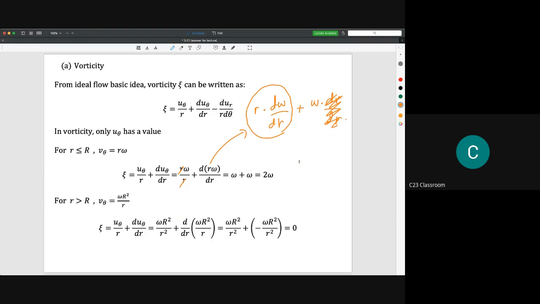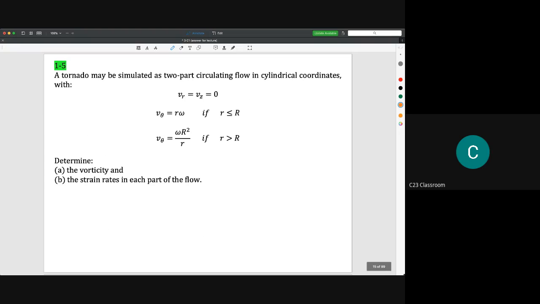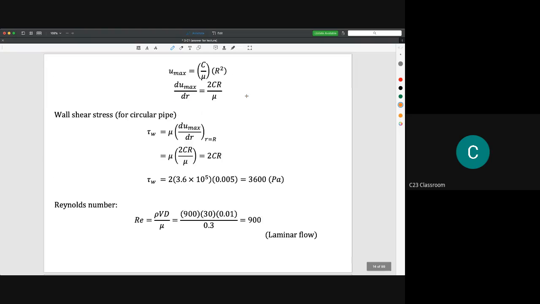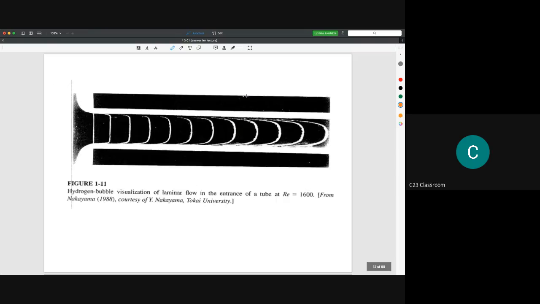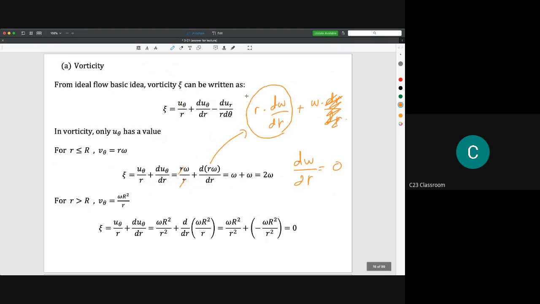So we say that d omega over dr here is equal to 0. Why? Because we assume that previously we know the value in terms of R. Oh, I'm sorry. Okay, that's why it becomes omega plus omega.